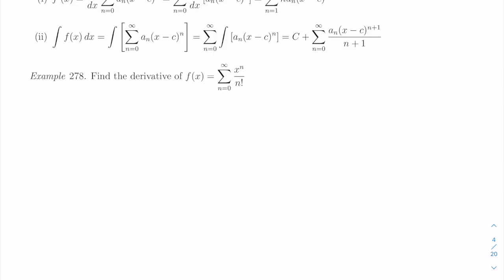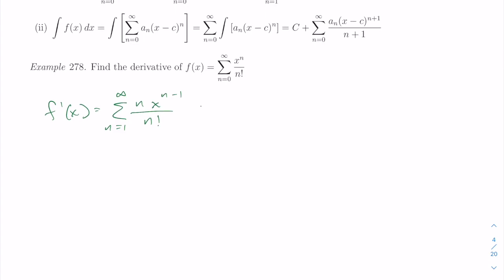Let's say f of x is the sum of x to the n over n factorial. So f prime of x is going to be the sum from n equals 1 to infinity of n x to the n minus 1 divided by n factorial. And this is kind of a fun one, because for n equals 1 to infinity, x to the n minus 1 over, now n factorial is n times n minus 1 times n minus 2, and so on. So if that one cancels with that one, this is n minus 1 factorial.